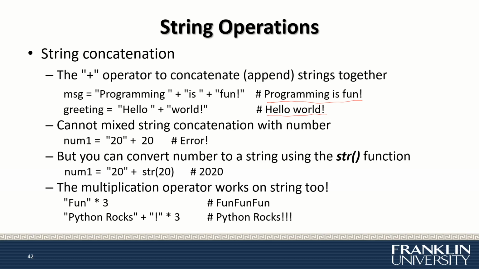If you want to add a number to a string, then you want to convert the number to a string using the string function str. Using the str function, you can convert a number into a string. The multiplication operator is called the repeat operator, which repeats the string a number of times. So string "fun" times 3 will give fun fun fun. Using the repeat operator is an easy way to create a repetitive character in a string.